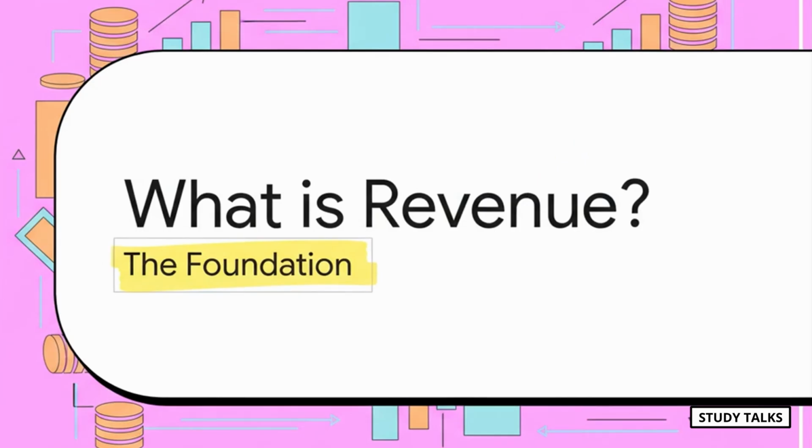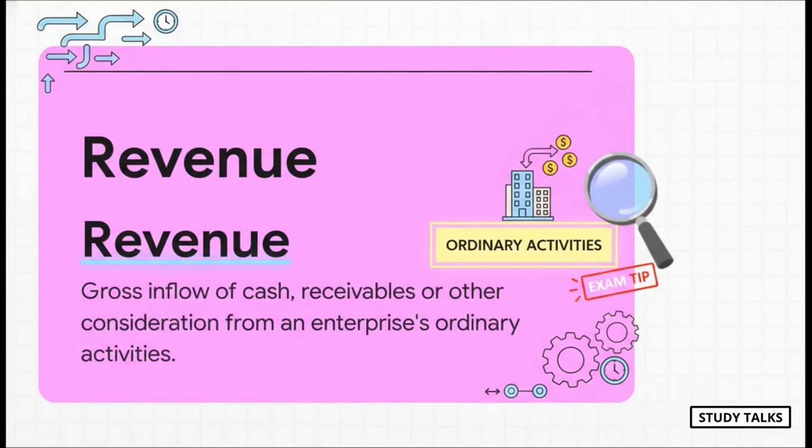Well, like with any accounting standard, we've got to go back to basics. Before we can figure out when to book revenue, we need to be absolutely crystal clear on what the standard even considers to be revenue in the first place. Okay, so here it is, the official definition. It's a gross inflow, but here's the part I want you to burn into your memory. The most important 2 words on this slide, the ones ICAI loves to test you on, are ordinary activities.